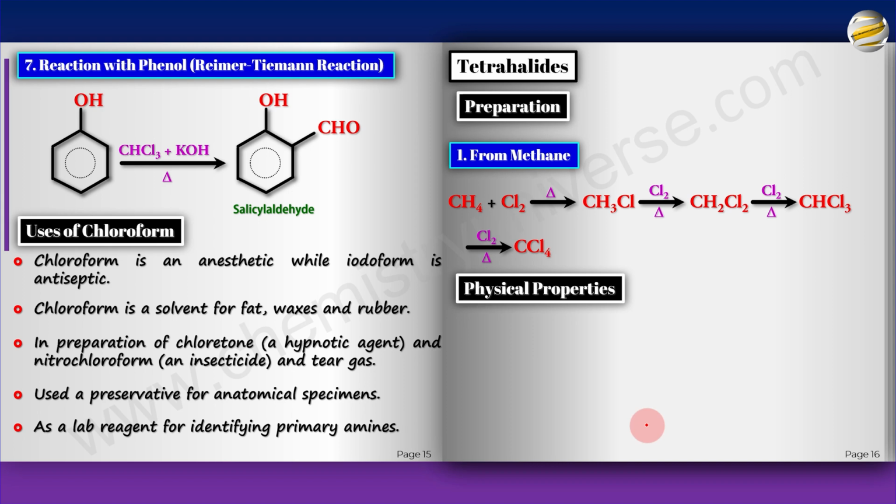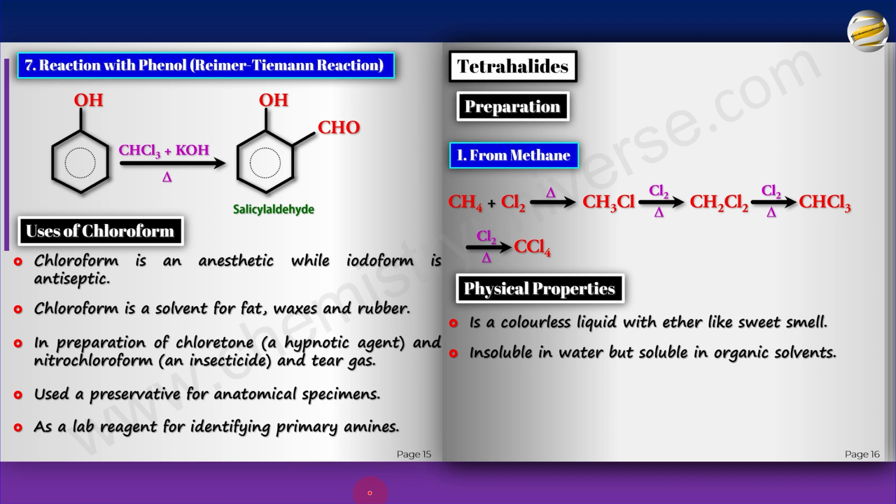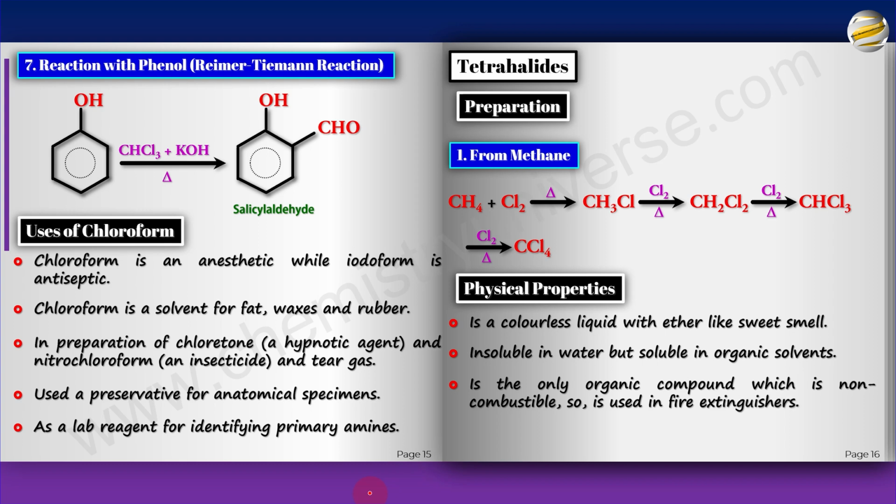And then let's talk about the physical properties. The tetrahalide is a colorless liquid with ether-like sweet smell, insoluble in water, and these are pretty simple. But it is the only organic compound which is non-combustible, so it is used in fire extinguishers, which is why we call it fire extinguisher pyrene.